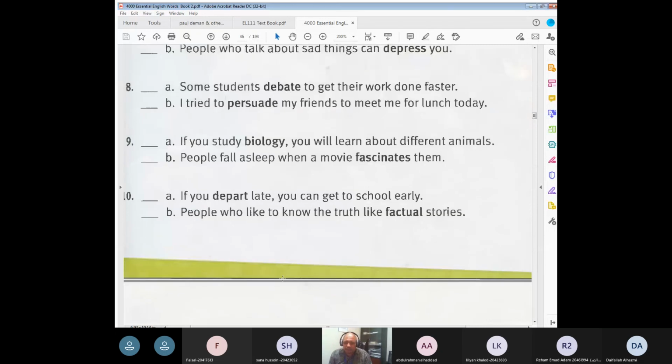If you study biology, you will learn about different animals. People fall asleep when a movie fascinates them. It's A. So in biology, you study living things, and animals happen to be living things. You don't fall asleep if the movie is fascinating. If it's boring, you fall asleep, of course.